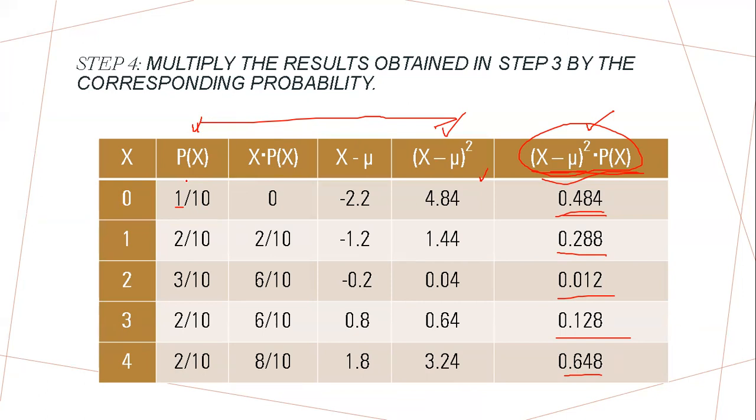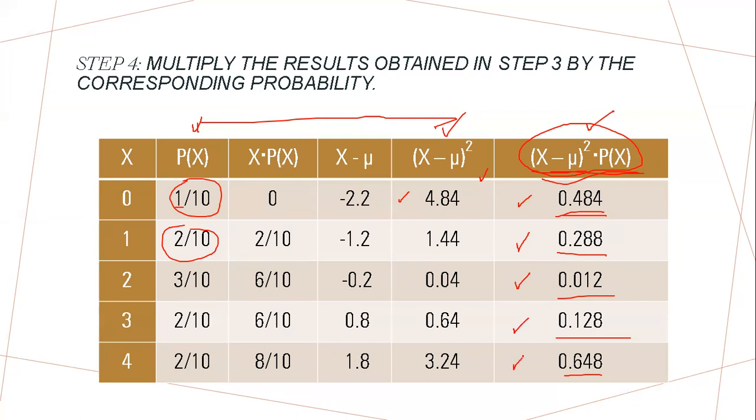Kung hindi kayo comfortable na meron pa ring fraction, pwede niyo siyang i-decimal. Ito, i-decimal niyo rin. Pwede rin yan, bago niyo i-multiply dito. Pero pwede naman diretso. 1 times 484 lang yan, tapos i-divide niyo sa 10. Basically, the same answer lang yan. Depende kung saan kayo komportable at mas madali kayo makapag-solve. Nasa inyo lang yan. But the most important is dapat the same answer yung makukuha natin kahit ibang way yung gagawin mo.